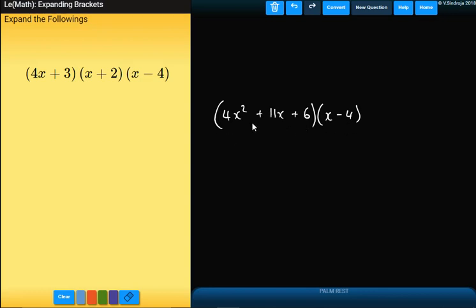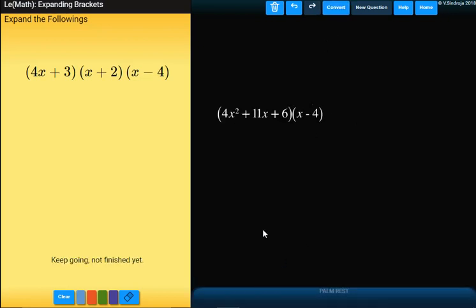Now, if you're not confident, you can check to see if this is right. So I'll just convert that, and I'll check it. It says keep going, not finished yet. So we need to keep going. Okay, so 4x squared times x is 4x cubed.